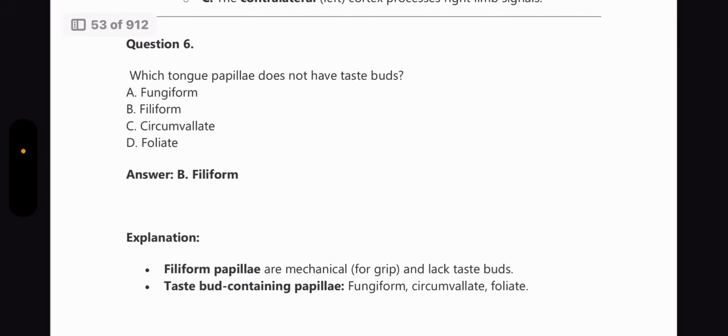Which tongue papillae does not have taste buds? Answer is filiform papillae. You need to also look at the images of the different papillae. That is also very, very important.